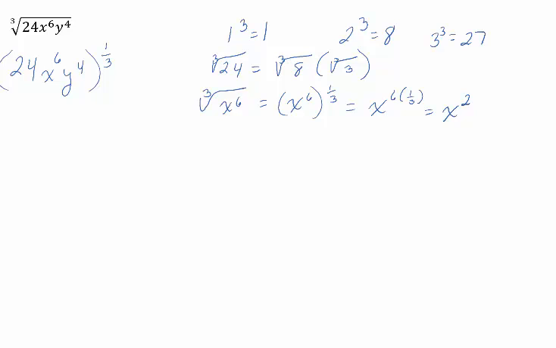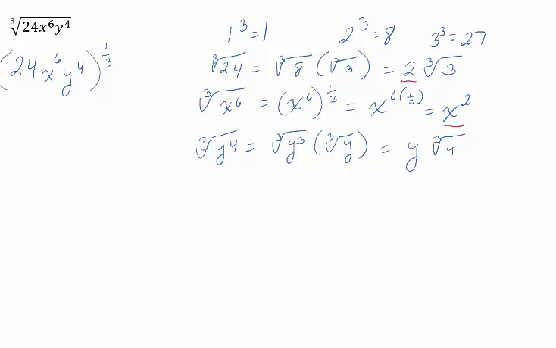And then the cube root of y to the 4th is the cube root of y cubed times the cube root of y. So now we are going to have 2 cube root of 3, and we're going to put the 2, the x squared, and the y outside, since the cube root of y cubed is y. So this answer is going to be 2 x squared y times the cube root of what's left over, 3y.